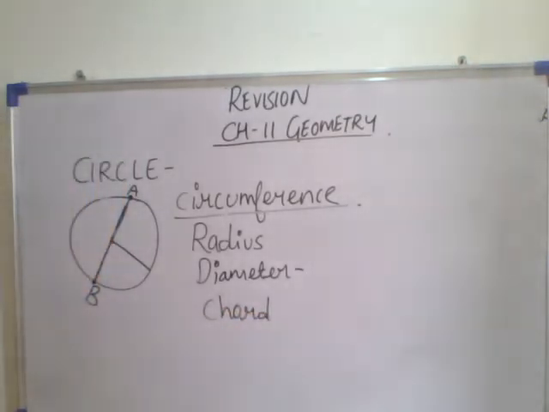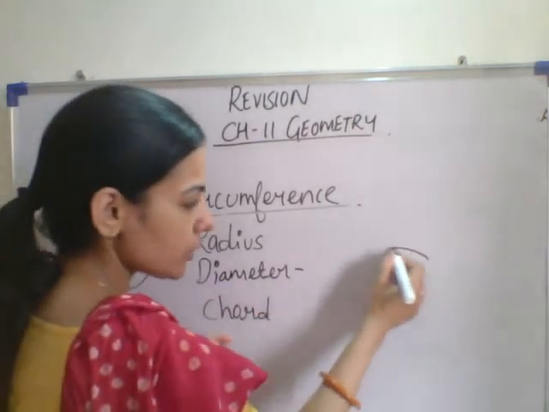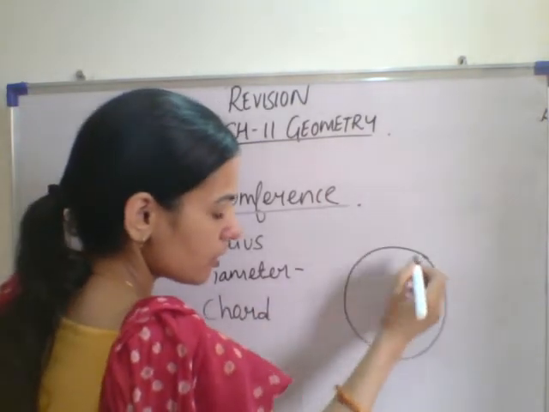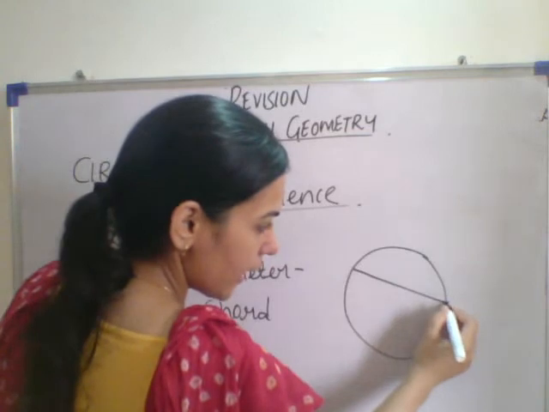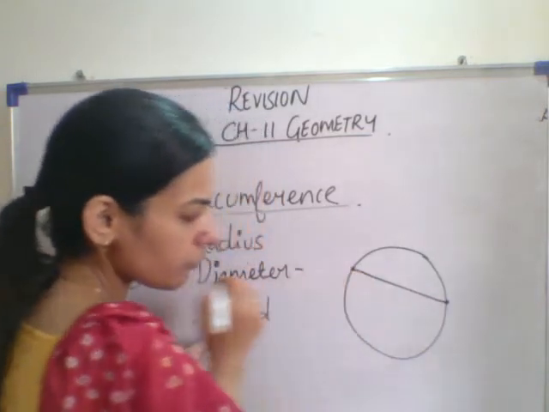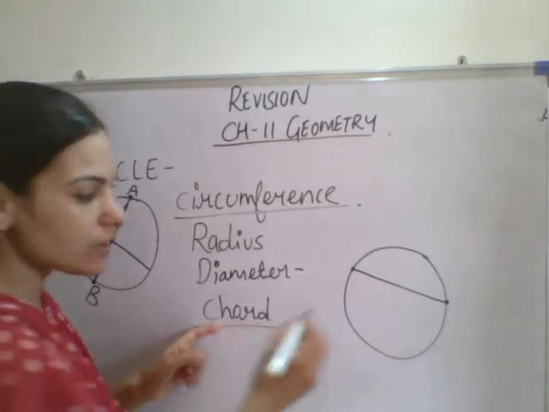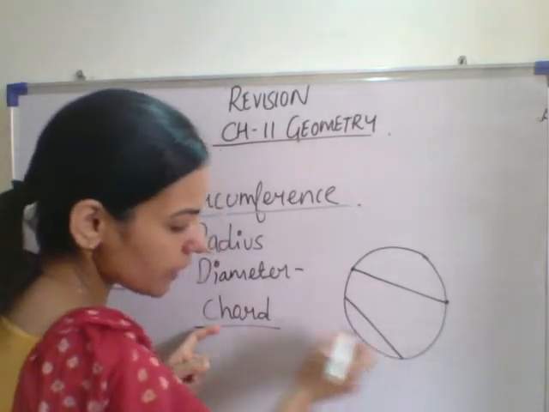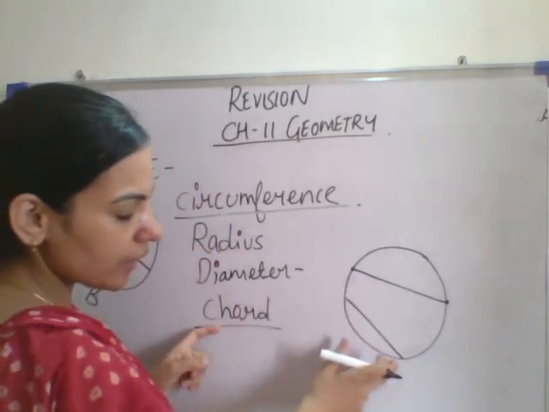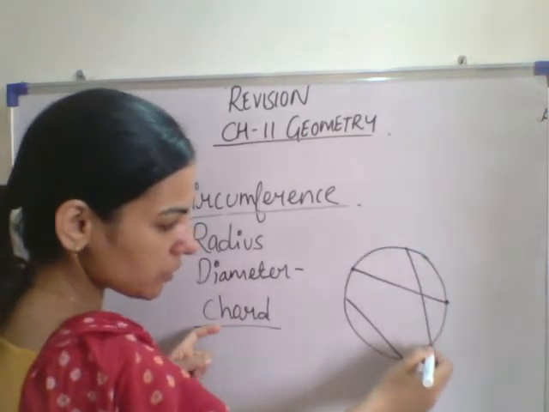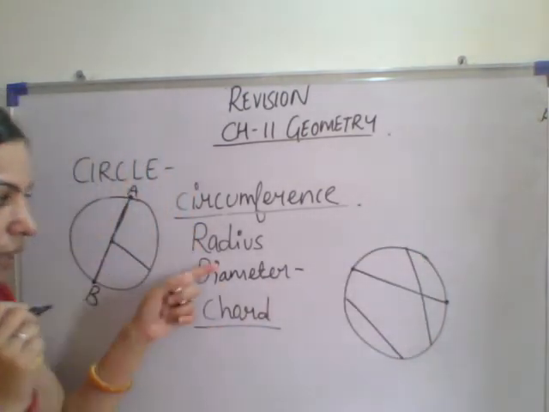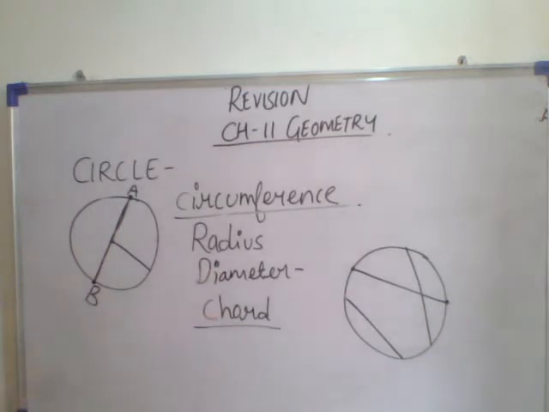The next one is the chord. What is chord? It is a line segment whose both ends lie on the circumference. In a chord, it is not necessary that it will pass through the center. This can also be a chord because both the ends are lying on the circumference. Diameter is the longest chord.